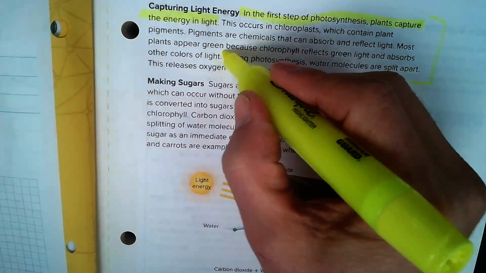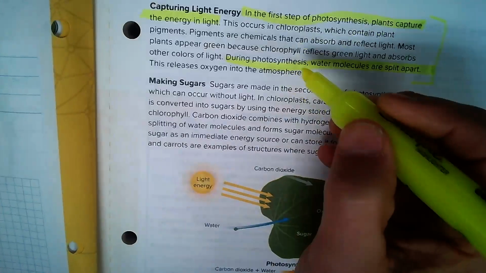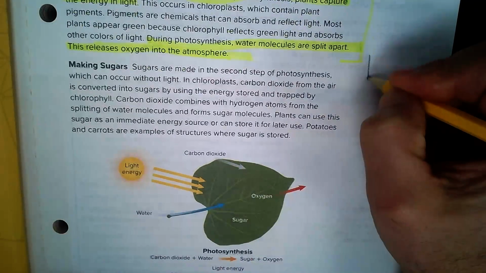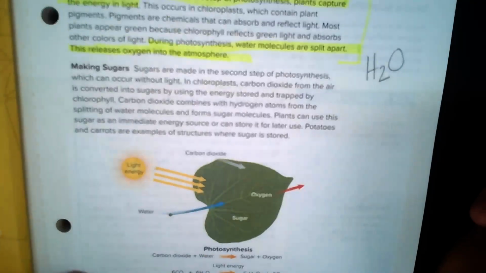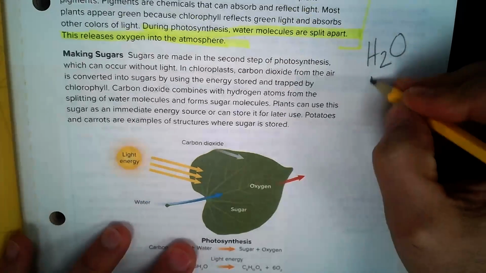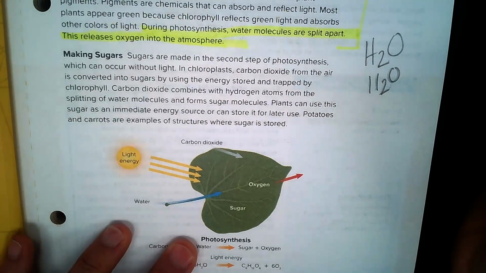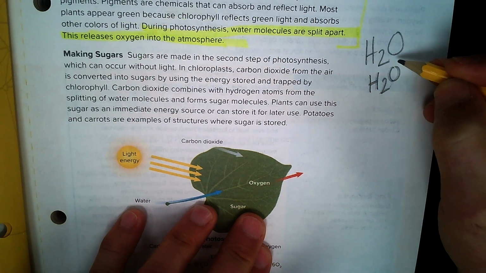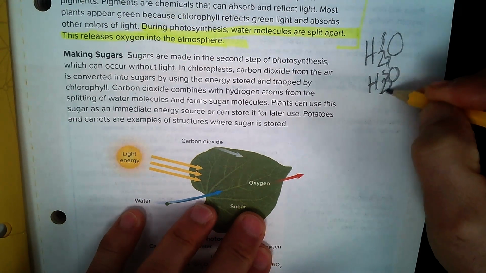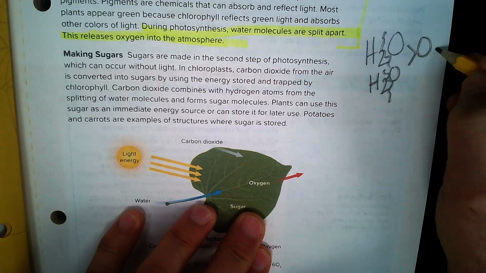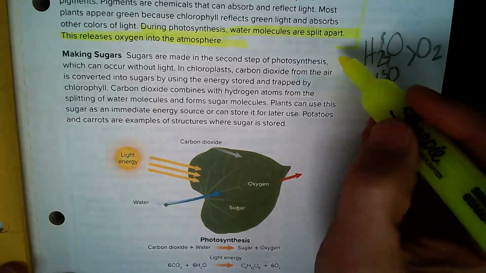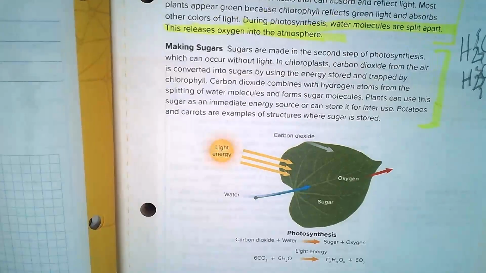During photosynthesis, the water molecules split apart, and this releases oxygen for us. We know that water is this, but scientists know that when you have multiple molecules of water, through this process of photosynthesis, these split apart, and these two end up making oxygen for us to breathe. Can you go ahead and read this paragraph here about making sugars?